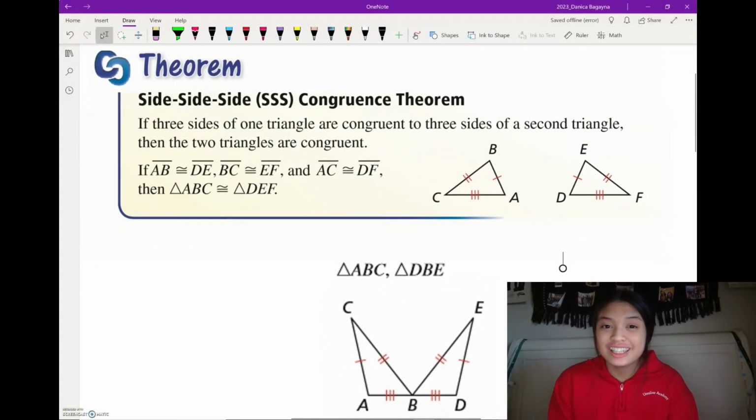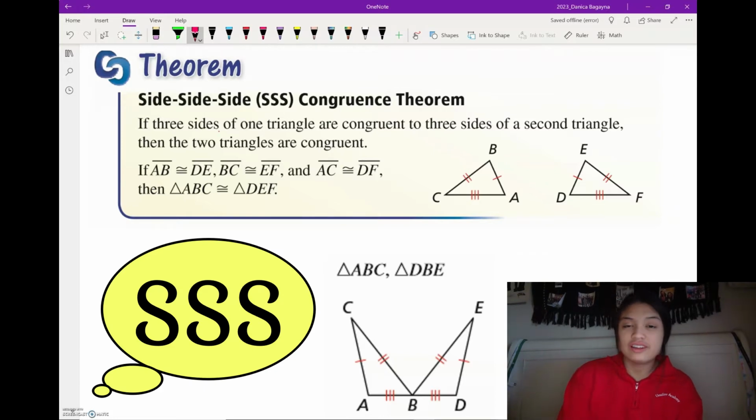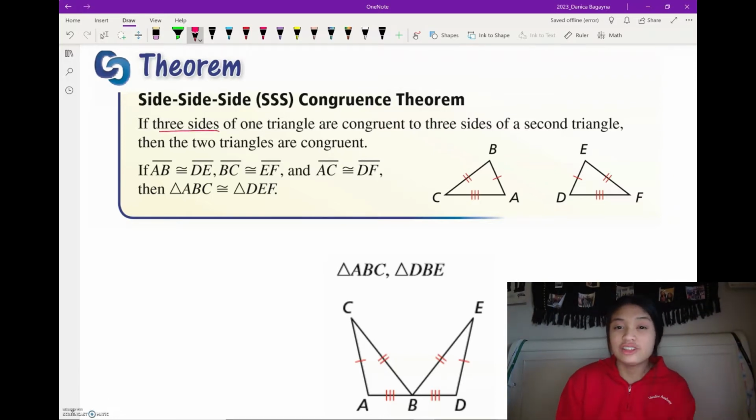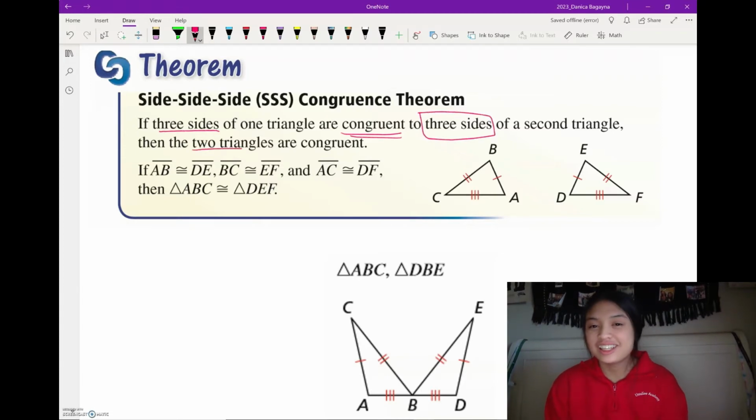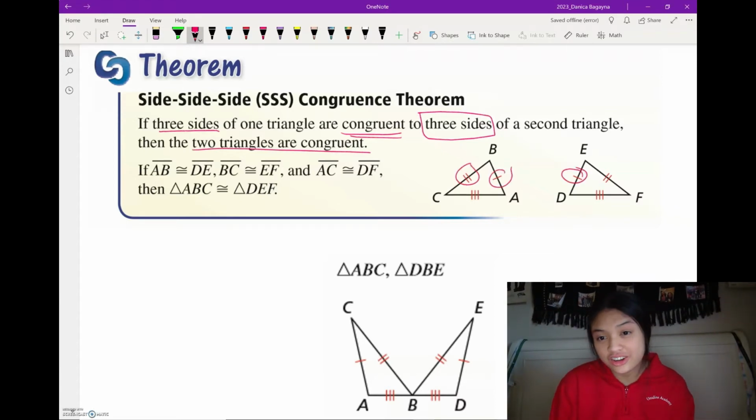Okay, so the next theorem is the side-side-side or SSS congruence theorem. If three sides of one triangle are congruent to three sides of a second triangle, then obviously these two triangles have to be congruent. And as you can see here, all sides of this triangle are congruent to all the sides of the second triangle.